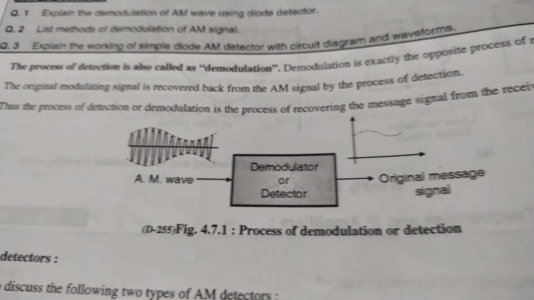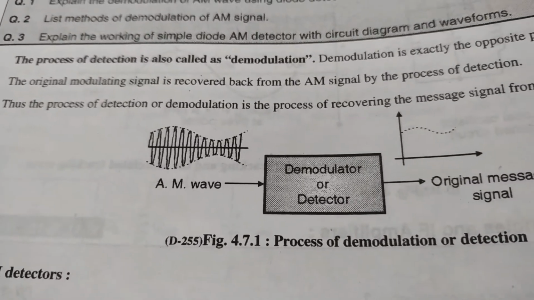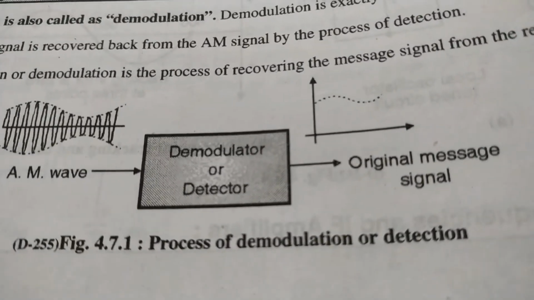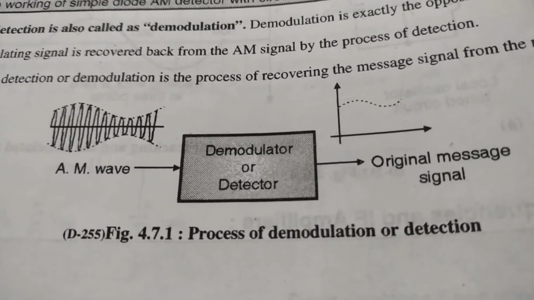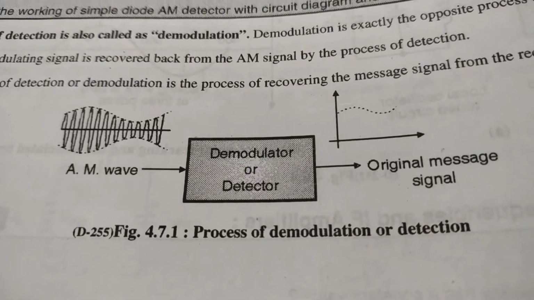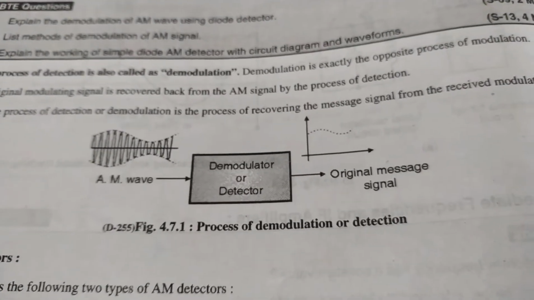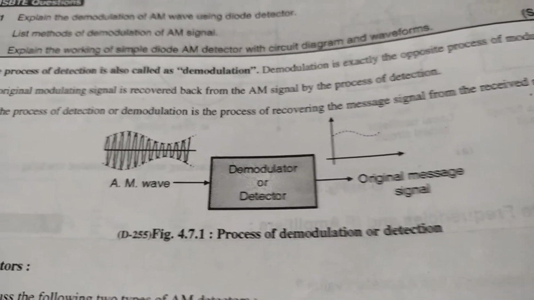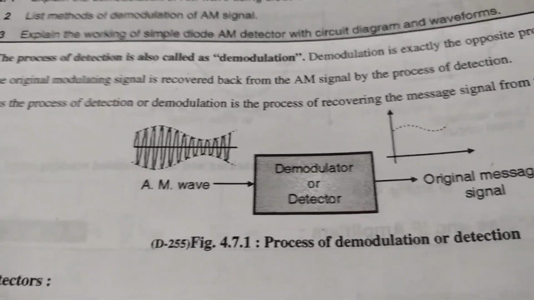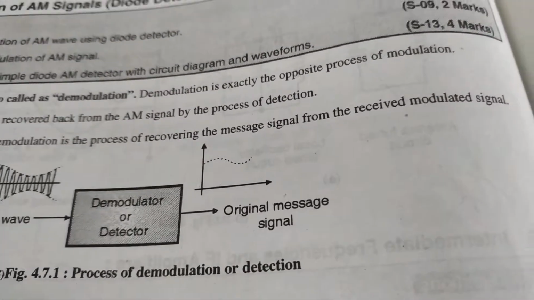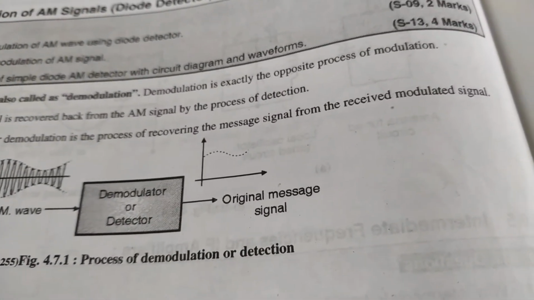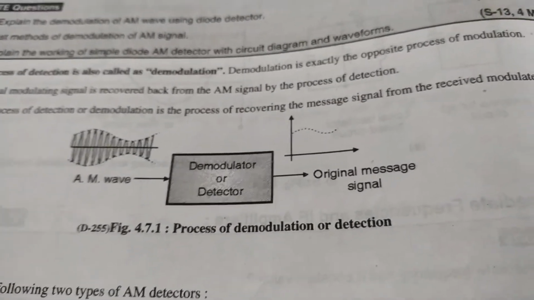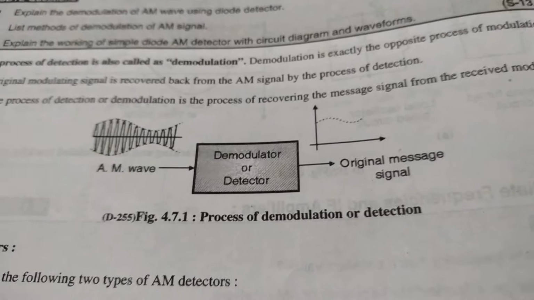In this process you can observe the AM wave, that means the amplitude modulated wave, and we transfer this signal to the demodulator or the detector. So what will the demodulator or detector do? It will detect that signal, which means it can recover the original signal from the amplitude modulated signal. The original signal is recovered from the amplitude modulated signal.